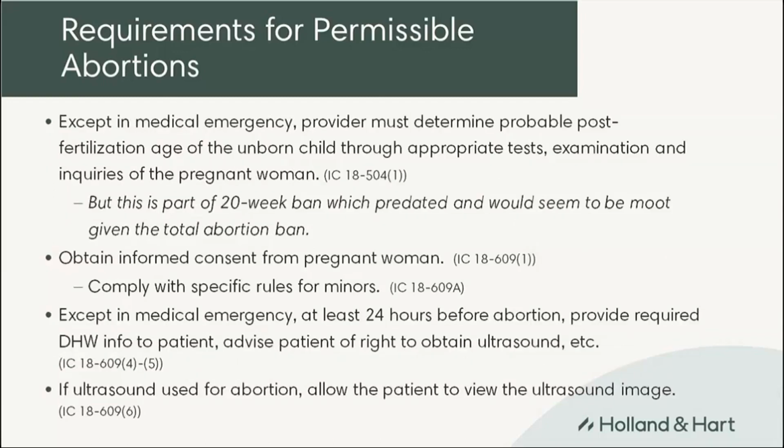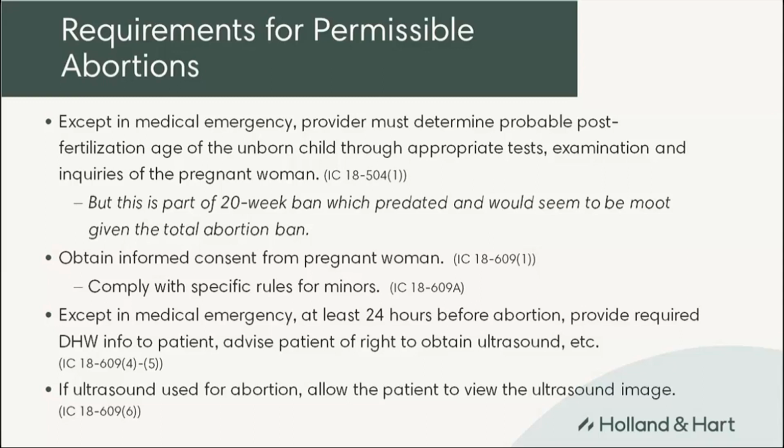Except in a medical emergency, the provider must determine the probable post-fertilization age of the unborn child through appropriate tests, examination, and inquiries of the pregnant woman. That's something that was part of the 20-week abortion ban, and it hasn't been removed. So theoretically, you're supposed to do that, but it really seems irrelevant now under the total abortion ban. You've got to obtain informed consent from the pregnant woman, of course.